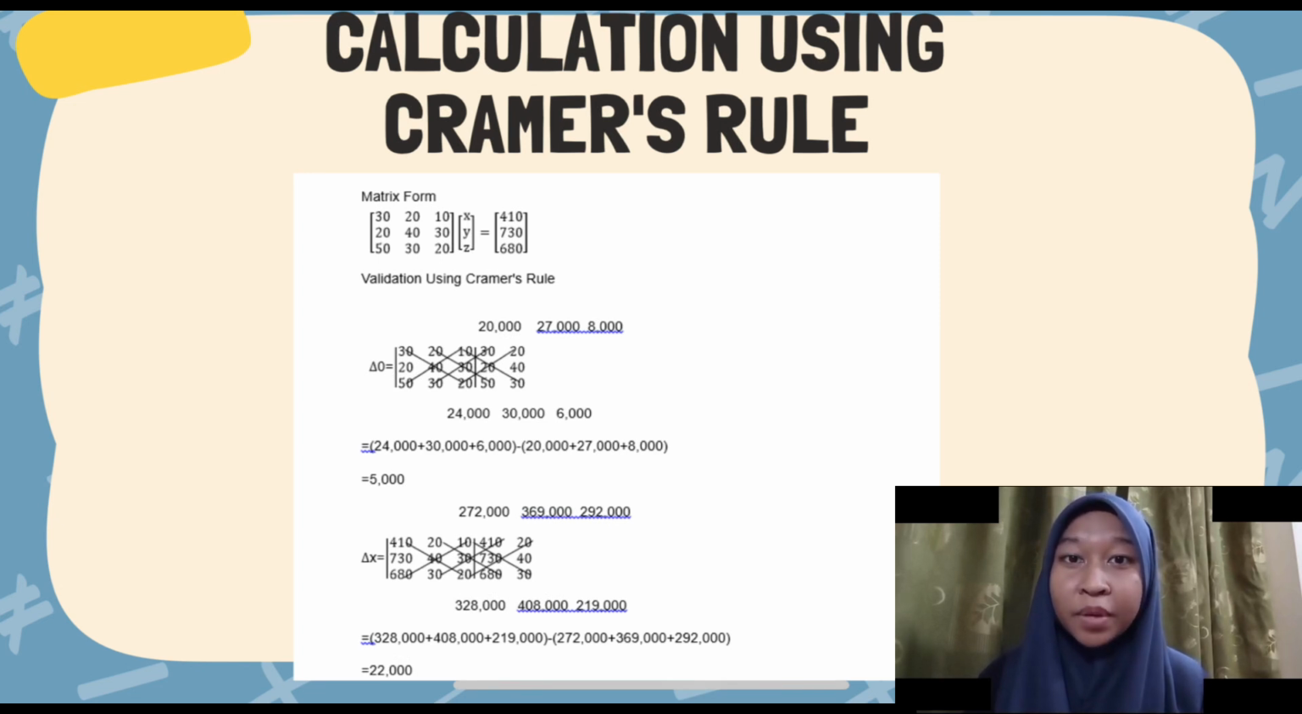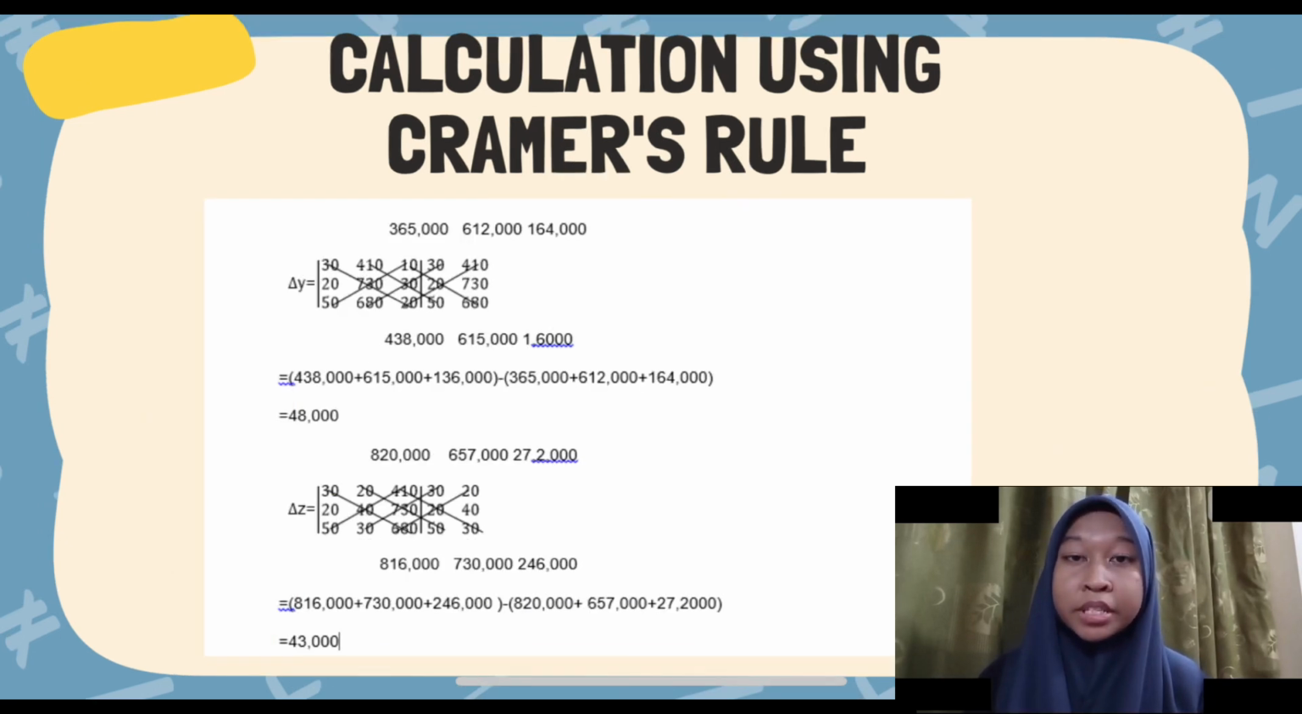The second step was to find delta x. I used the same method, cross multiply from bottom to top 3 times and from top to bottom 3 times. Then I subtracted, and the result I got was 22,000. The third step was to calculate delta y. I also used the same cross multiplication method and subtracted both results.